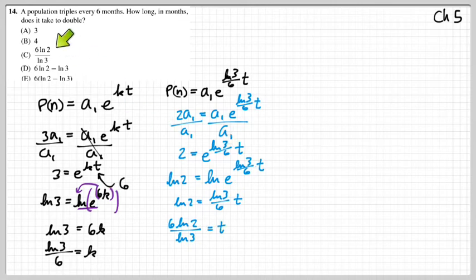Do we see our answer over here? 6 natural log of 2 divided by natural log of 3. Yep, there it is. C is our answer.